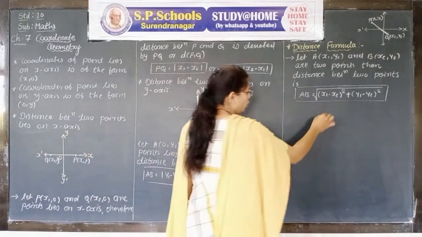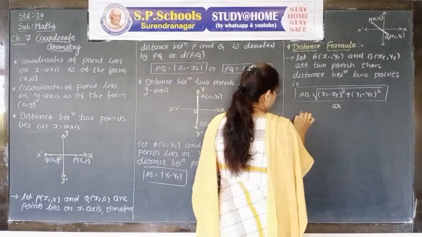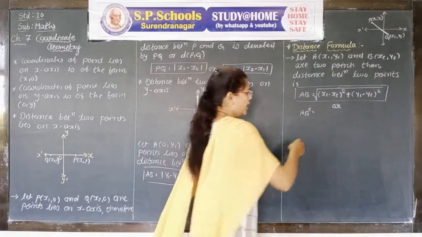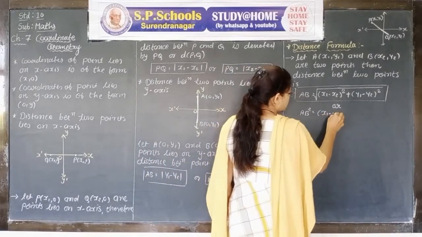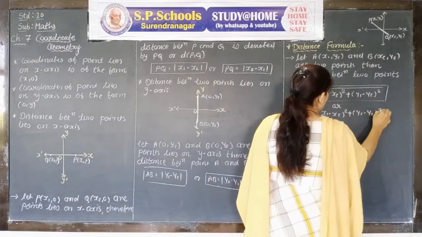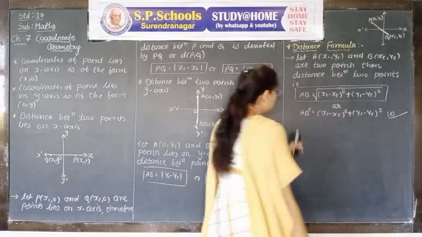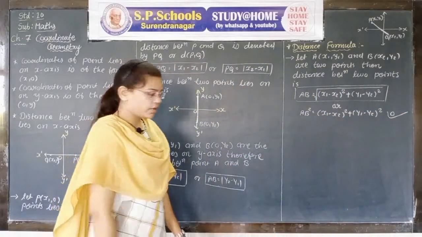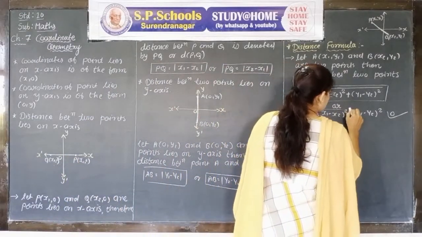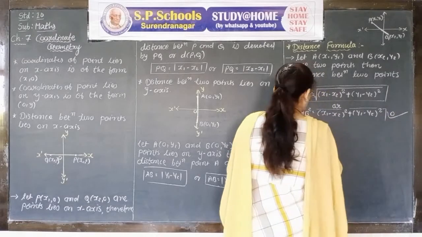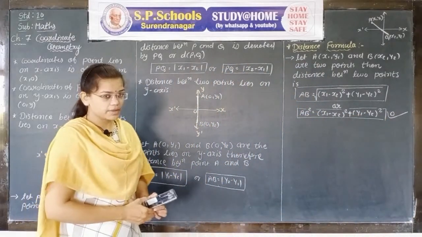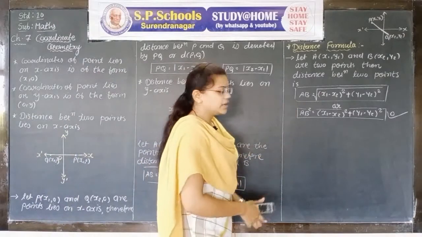Or you can also write it in this form. AB square is equal to, removing the square root, (x1 minus x2) whole square plus (y1 minus y2) whole square. We remember this second form, AB square equals (x1 minus x2) whole square, compulsory, plus (y1 minus y2) whole square. It is easy to use and easy to remember, but keep in mind AB is the distance.